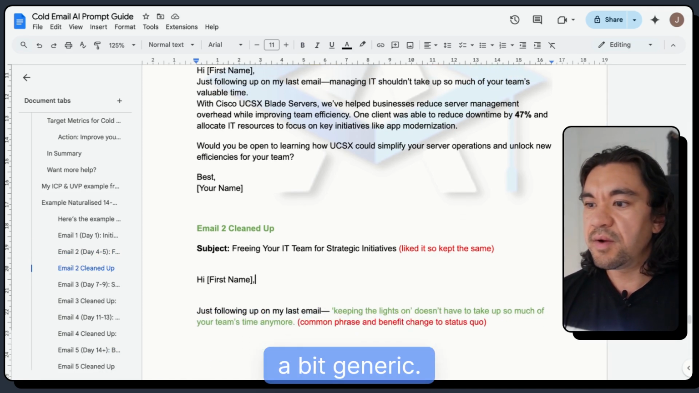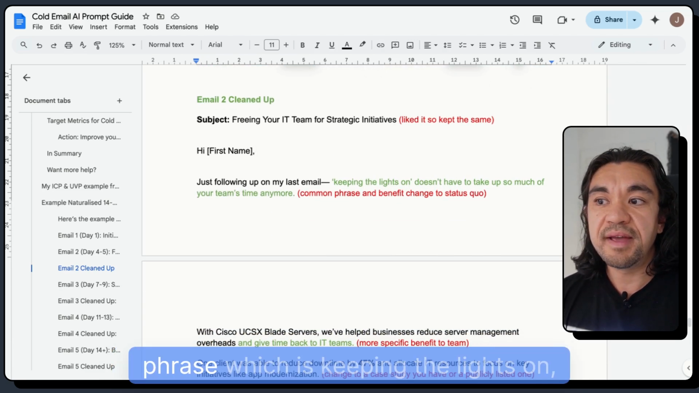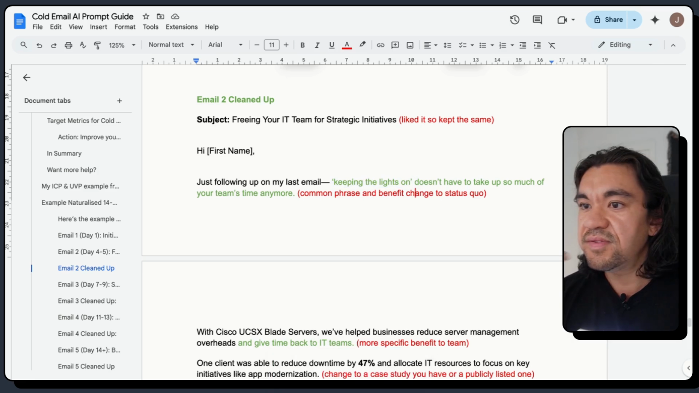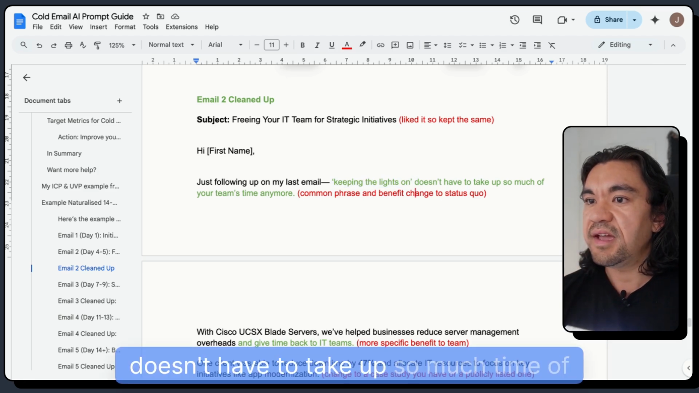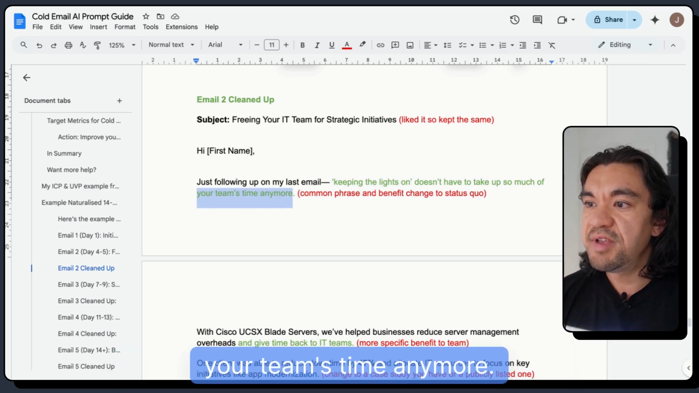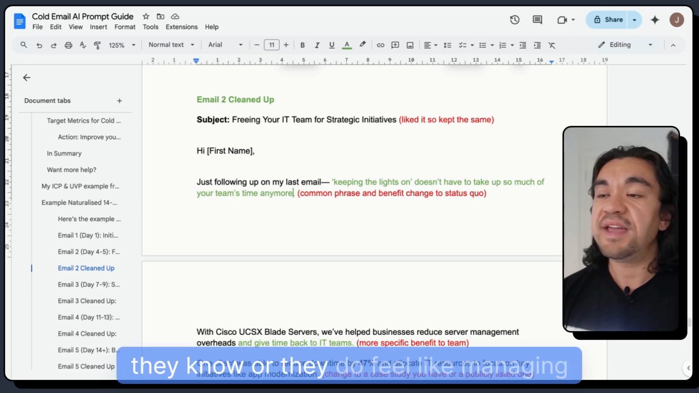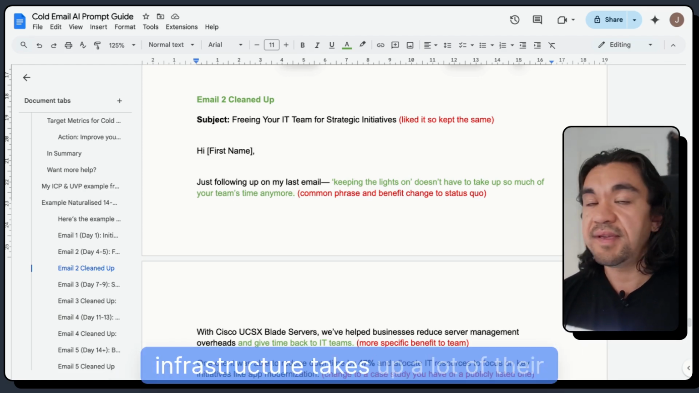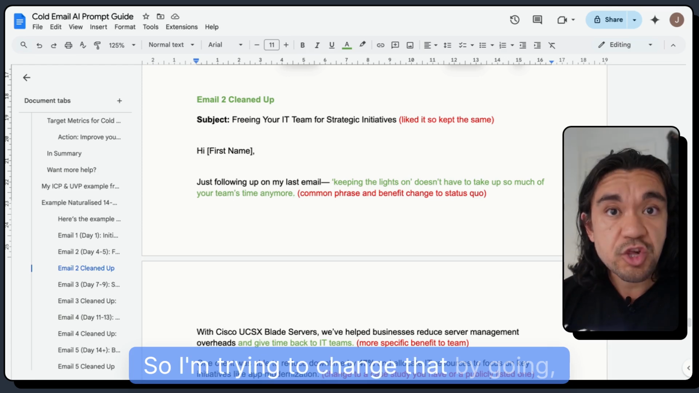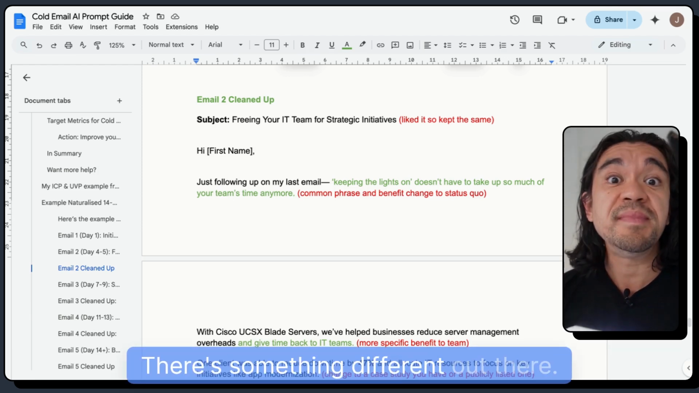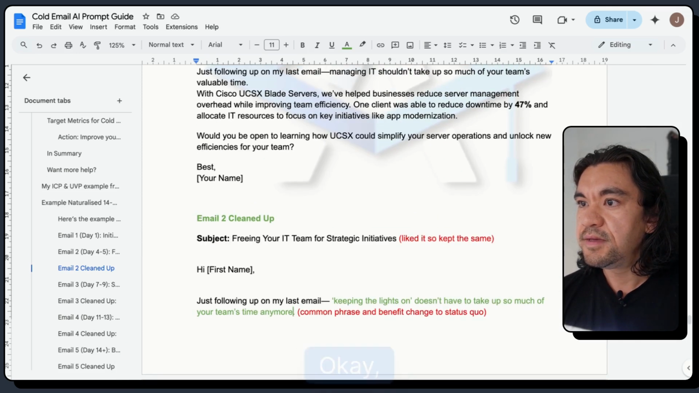Again, a bit generic. So what I've done is I've used a common phrase, which is keeping the lights on, which is basically an umbrella term for operations. Doesn't have to take up so much of your team's time anymore. I'm changing the status quo, okay? They know, or they do feel like managing infrastructure takes up a lot of their time. So I'm trying to change that by going, you don't have to suffer that pain anymore. There's something different out there, okay?